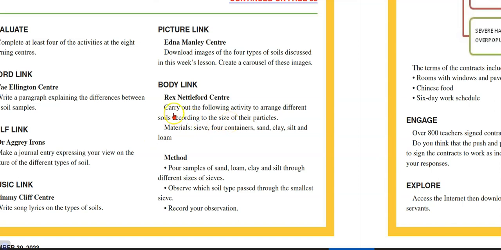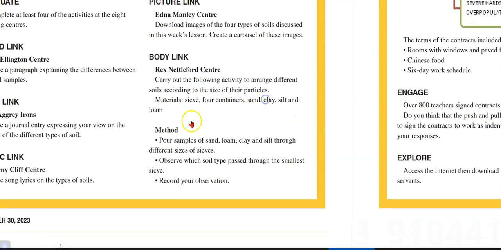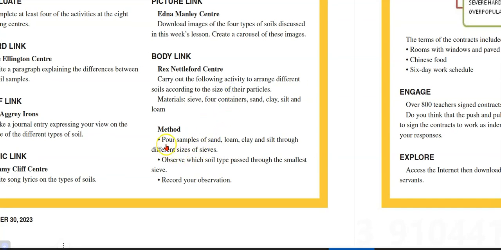Let's go with that one again. Carry out the following activity to arrange different soils according to the size of their particles. The material you will need, you'll need a sieve, 4 containers. Of course, you're going to need the soil samples now. So you're going to need the sand, the clay, the silt, and the loam. And the method, pour samples of sand, loam, clay, and silt through different sizes of sieves. Observe the soil type that passed through the smallest sieve and then record your observation.